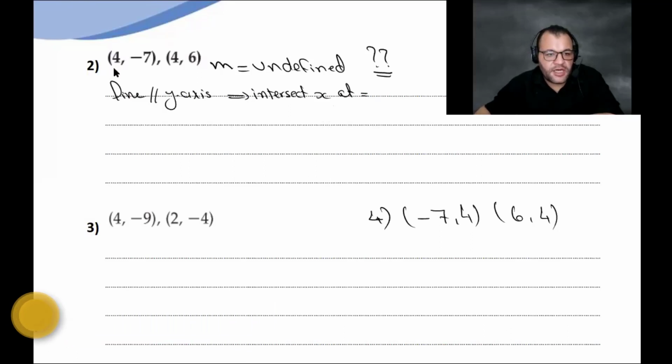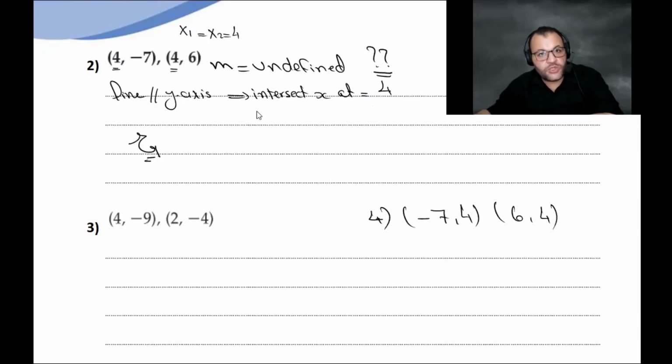If you look at the graph that we have, the 2 points, we have x1 and x2. They are the same. x1 equals x2, both of them equal to 4. Is that right? Yes. So the line will intersect the x-axis at the point 4. So the equation of a line, when the line is parallel to y and intersects x at a point, will be x equals, what is the point of intersection, which is 4. So the equation of the line will be x equals 4.